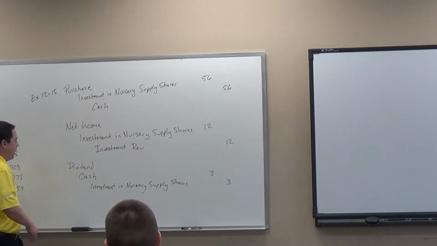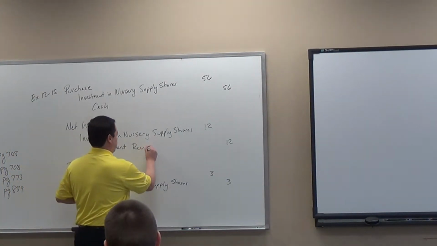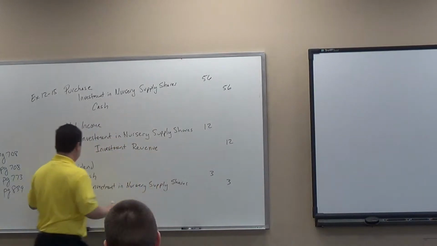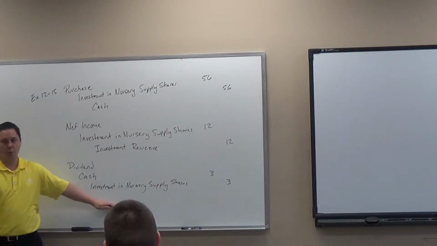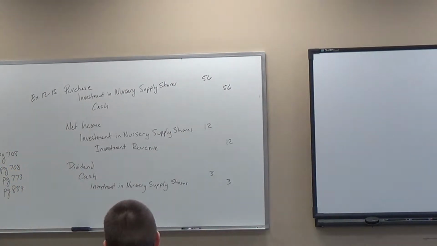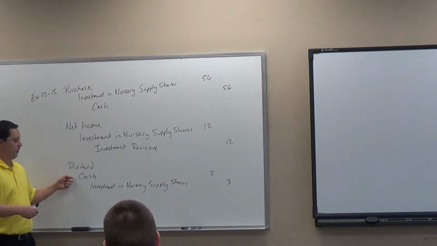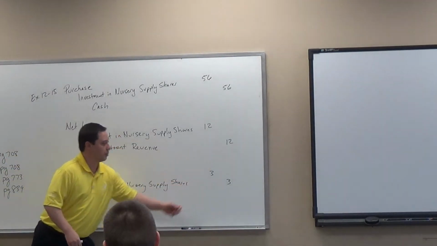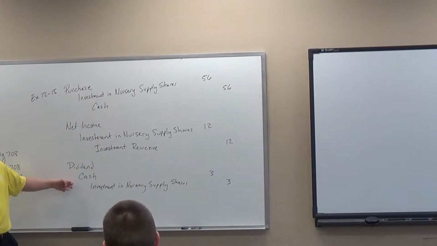I'll spell that out. And then finally, we have our dividend, which we would take away from our investments because we are paying that out, but it comes to us in the form of cash. So we have an increase in our cash by 3 million and a decrease in our investment there.